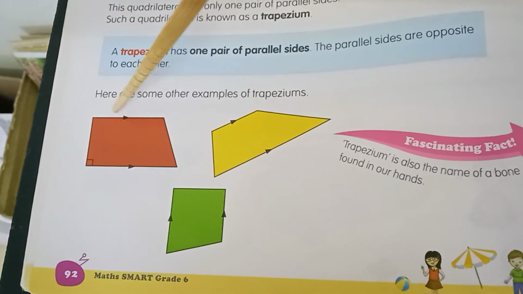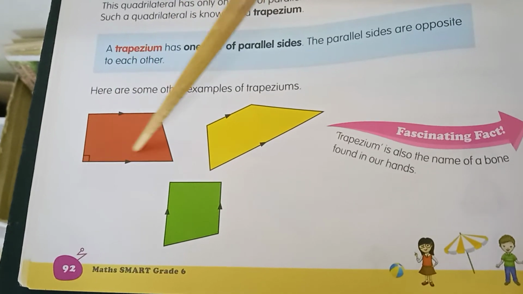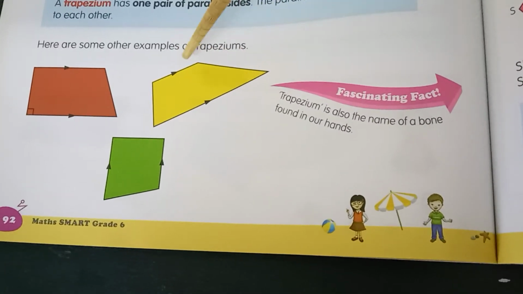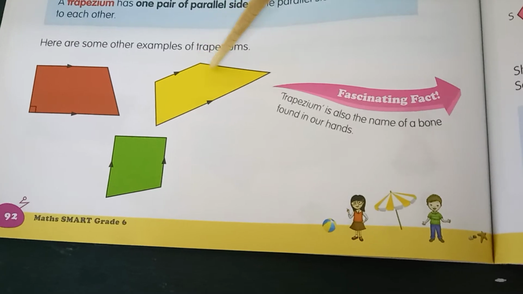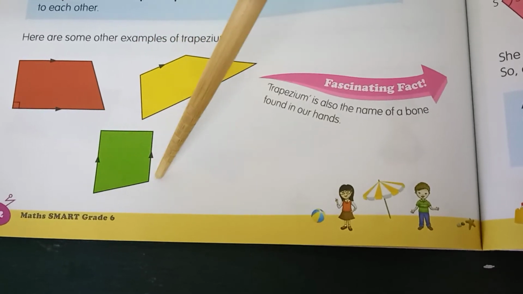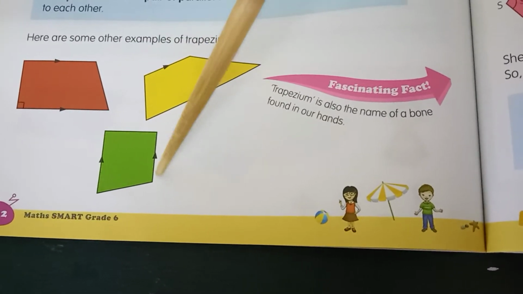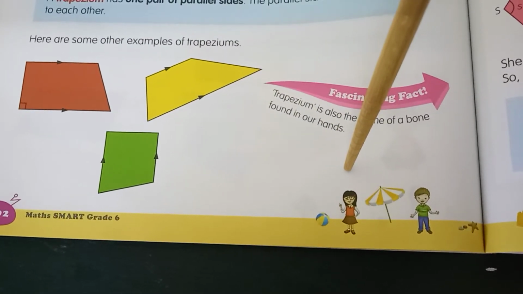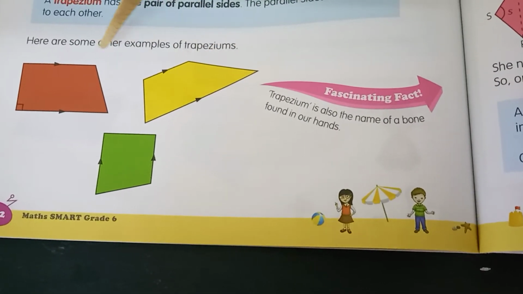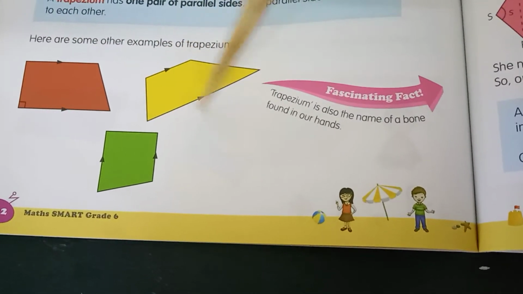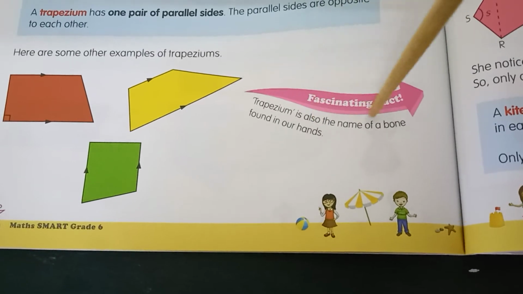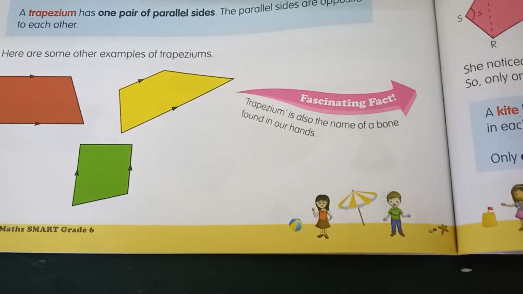You have a trapezium that has a right angle, a trapezium that does not have the same length on the opposite sides, and a trapezium that has four totally different sides. So it can look very different, but they all have one pair of parallel lines, so that's why it's called a trapezium. And what's fascinating, they tell you a trapezium is also found in your body. It's in your hands. Well, go and look at that.